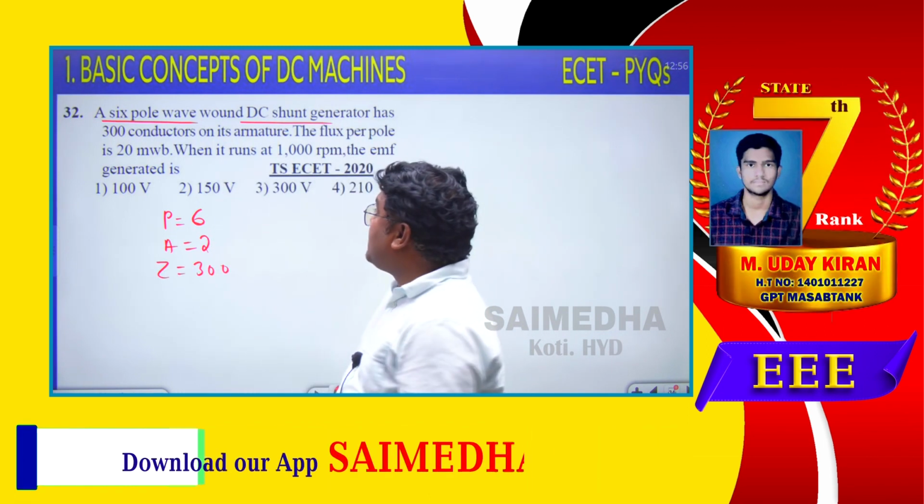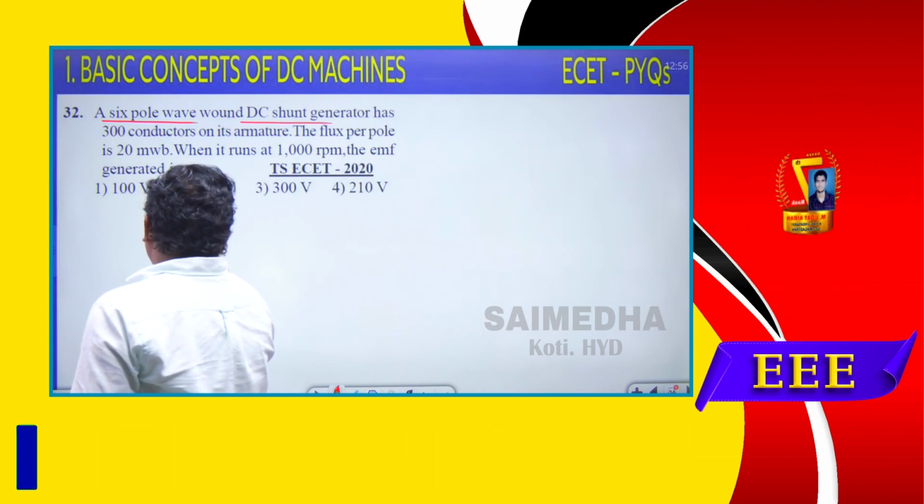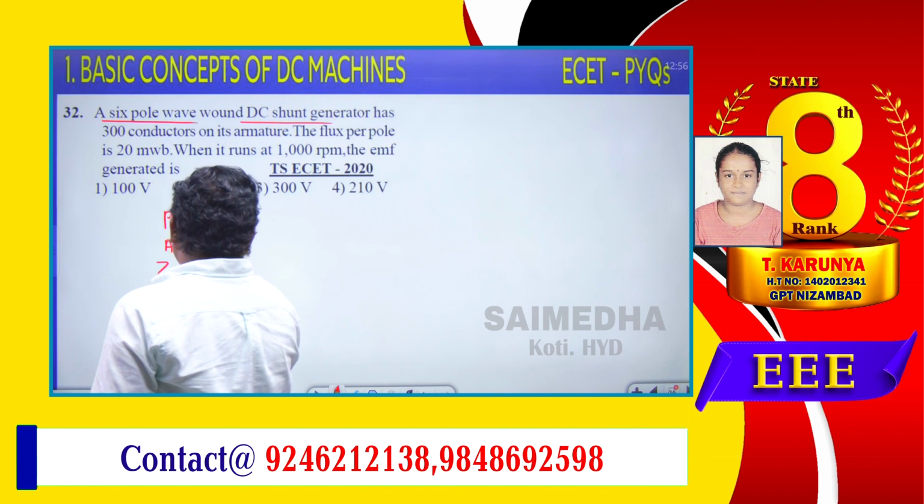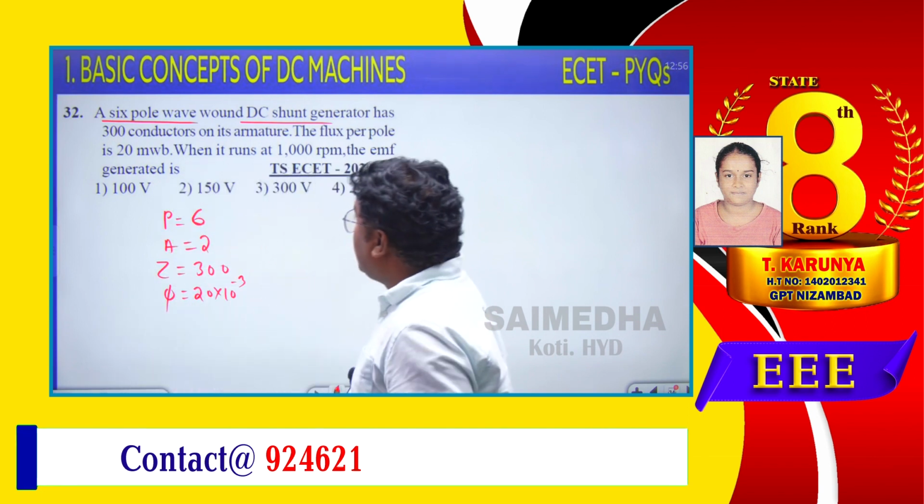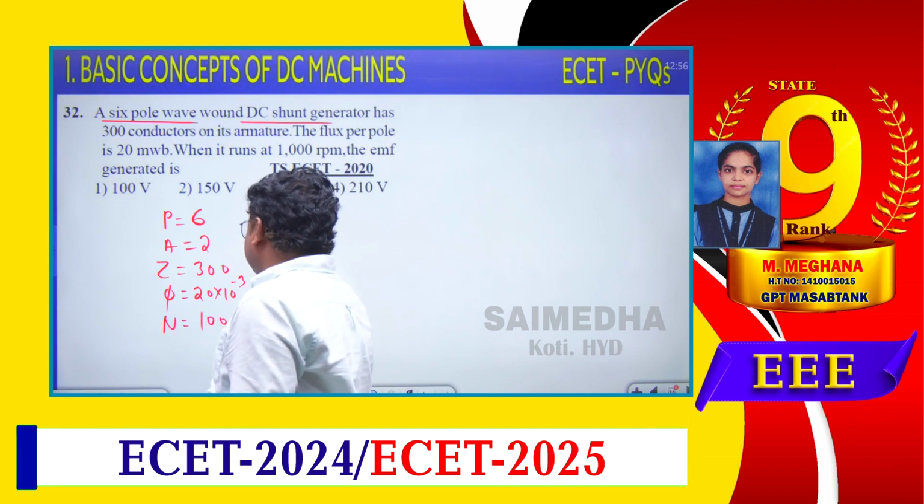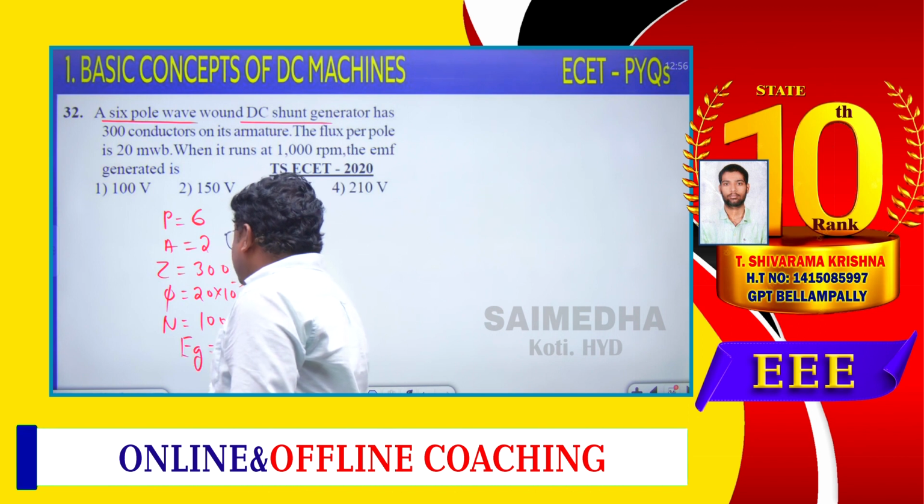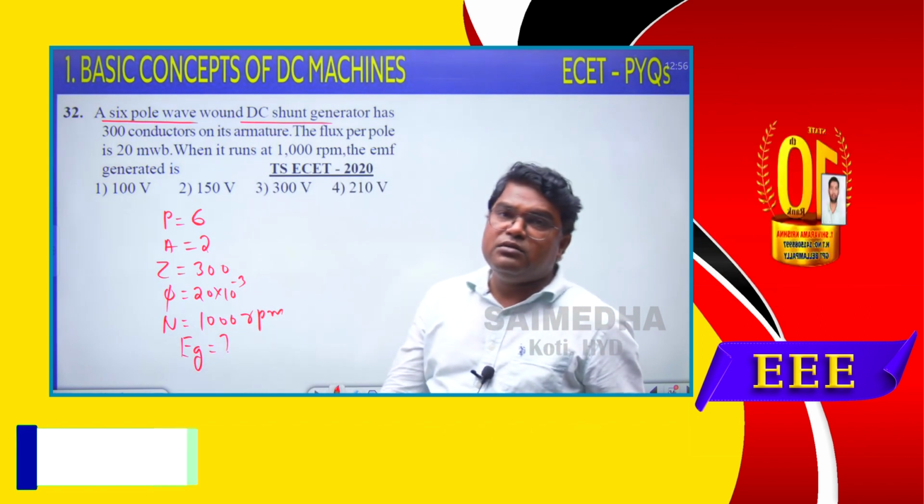And what is the flux per pole? Flux per pole, phi, is equal to 20 milliwebers, that is 20 into 10 to the power of minus 3 webers. And when it runs at 1000 RPM, so N is equal to 1000 RPM, we require the generated voltage of the generator, Eg.